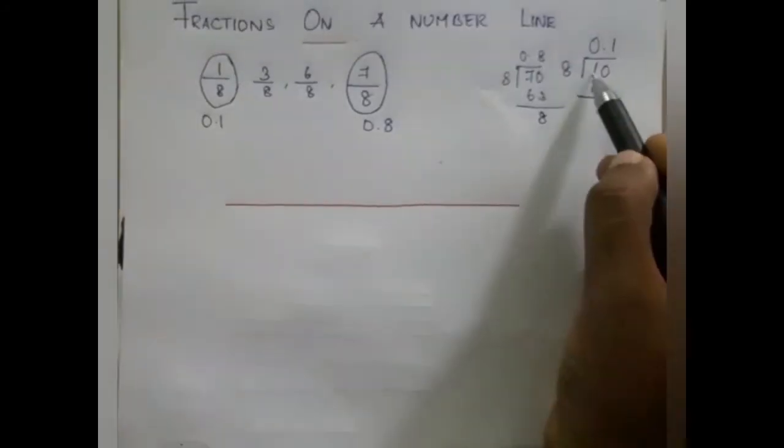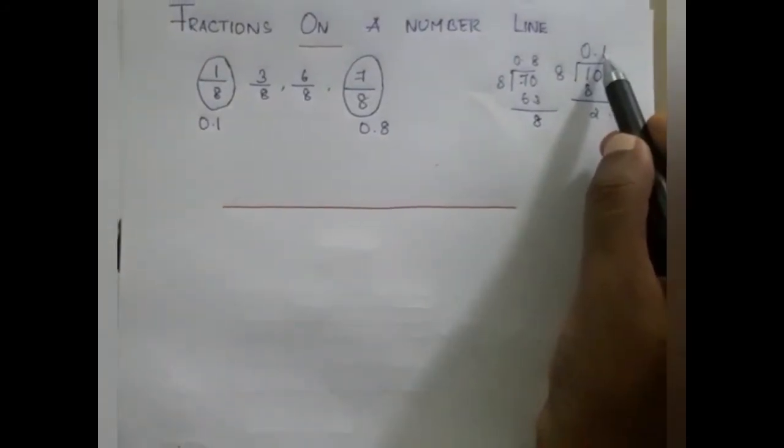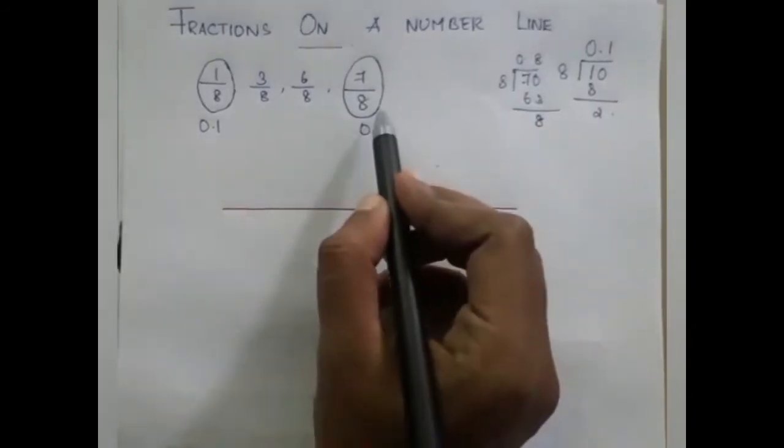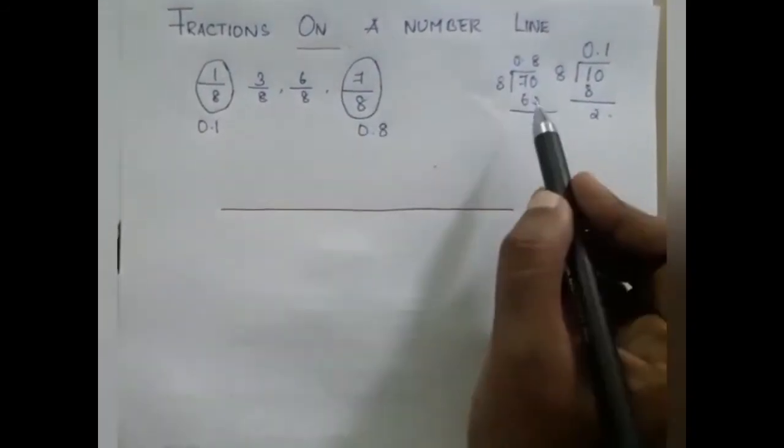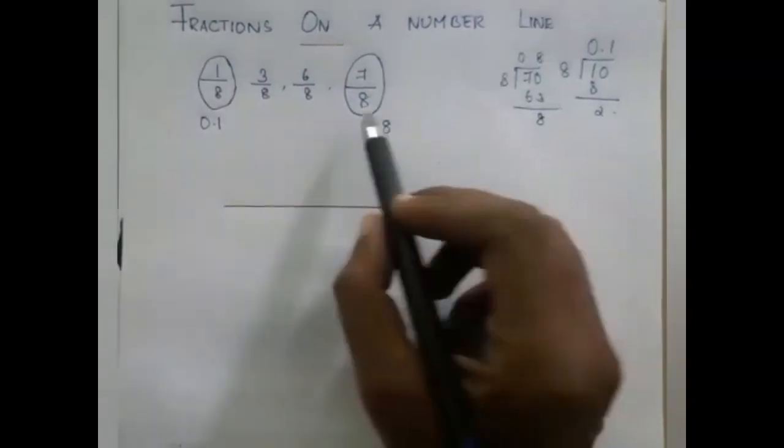So when you divide 1 by 8, you get the answer as 0.1. Similarly, you have to divide 7 divided by 8. So when you divided 7 by 8, you got the answer as 0.8.